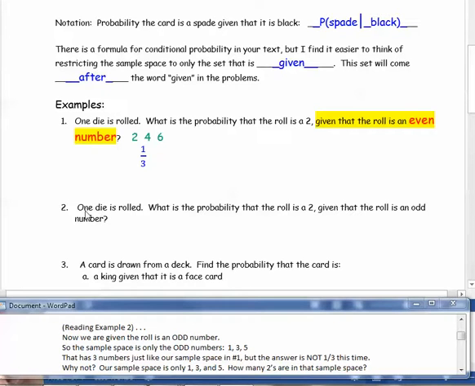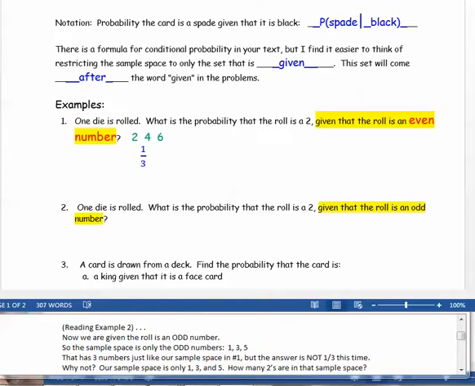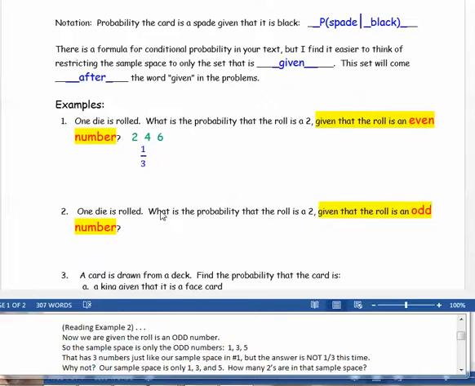Example 2 also talks about rolling one die, but it asks what is the probability that the roll is a 2 given that the roll is an odd number. So now the sample space would only be the odd numbers on a die, which would be 1, 3, and 5. So we still have 3 items in the sample space, but this time the answer is not 1/3.